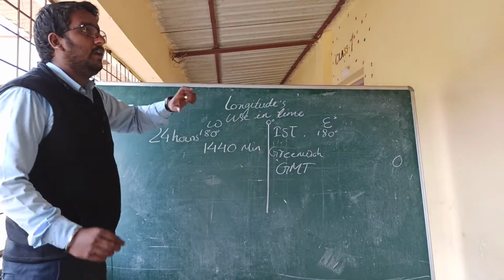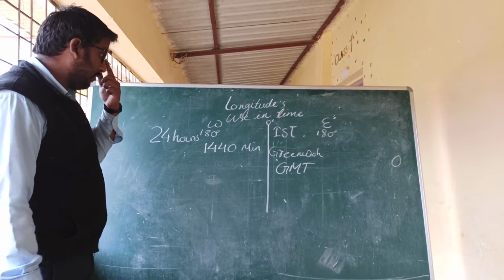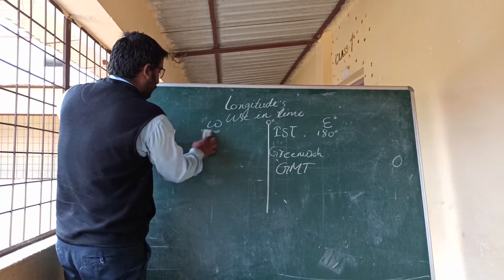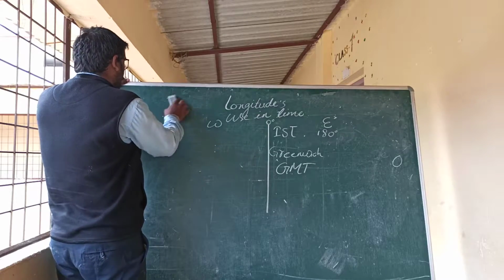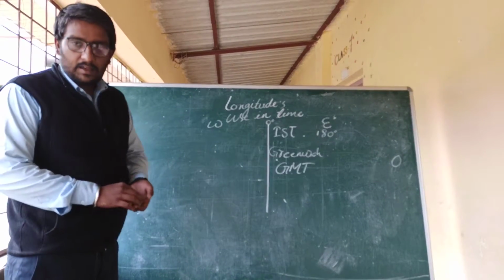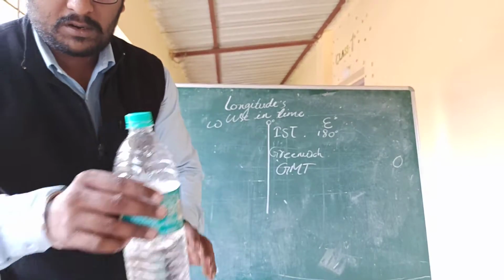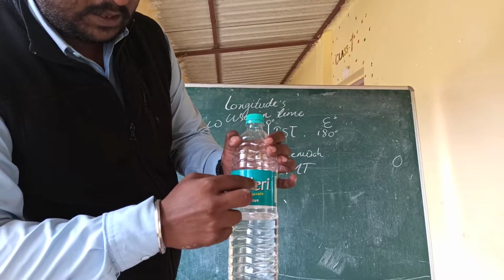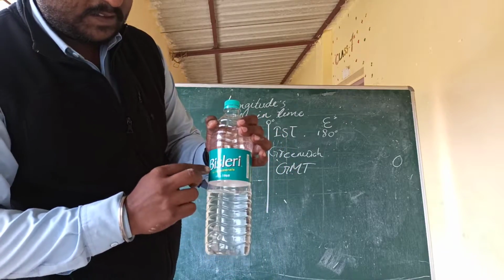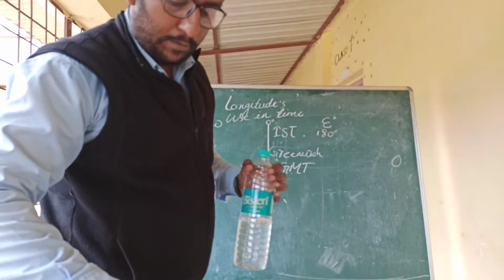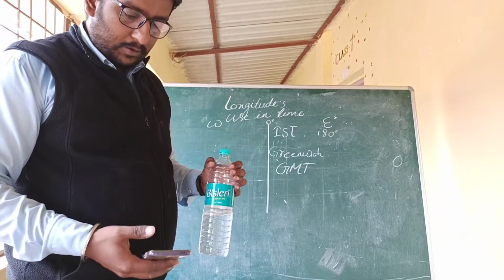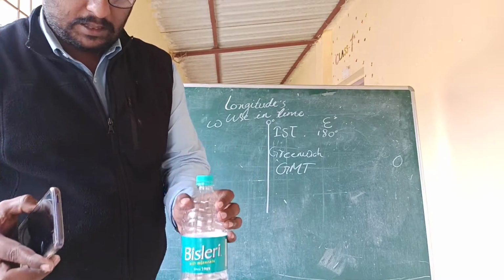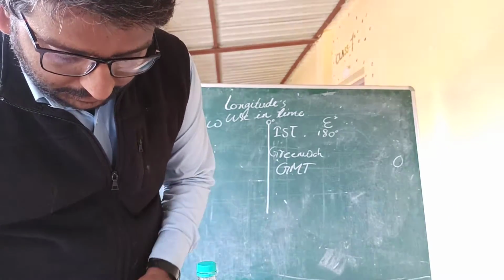It's a day and night in a complete rotation. Now, to calculate time according to GMT, we have to find how much time the earth takes. I will explain through this bottle. Consider these as degrees. I do have my phone over here, and what I am going to do is light up the torch and show you.